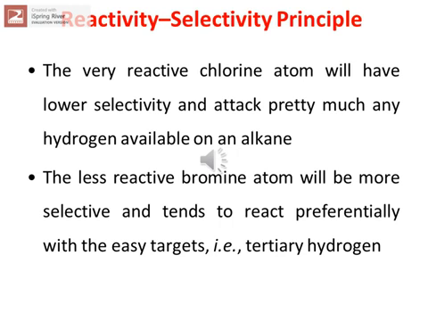On the other hand, bromine free radicals are less reactive and more selective. They tend to react preferentially with the easiest target, that is the tertiary hydrogen, and will lead to the generation of more stable free radicals. This property is absent in the case of chlorine, which is more reactive and less selective. However, bromine is less reactive and more selective and preferably produces the more stable intermediate free radicals.